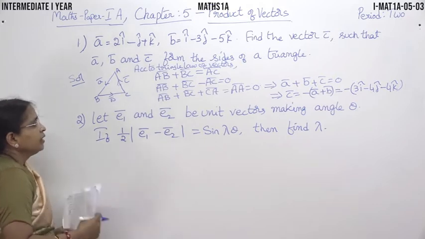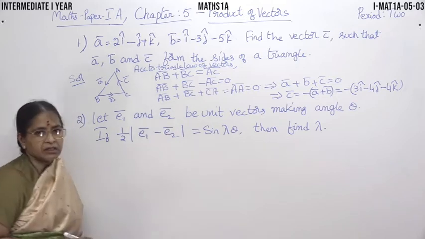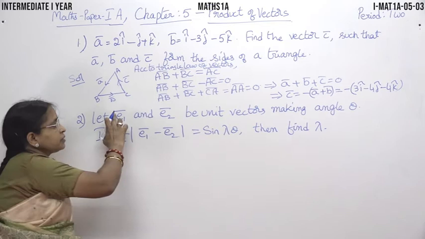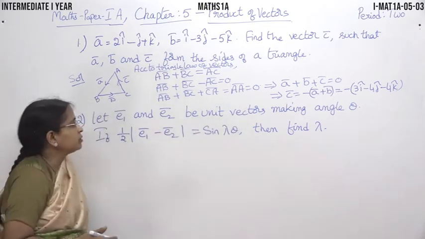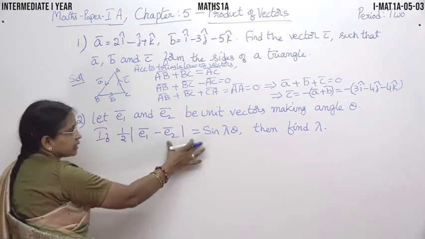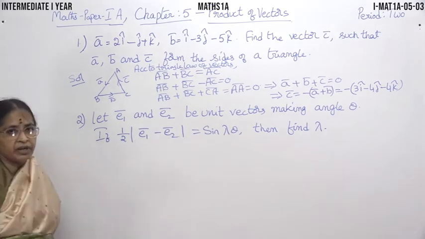Okay, next problem. E1, E2 are unit vectors. Generally, we write unit vectors with a cap. If the cap is not written, we should say they are unit vectors. So E1 and E2 are unit vectors making angle theta, and they are satisfying this condition. We should find lambda. This problem is again very important.